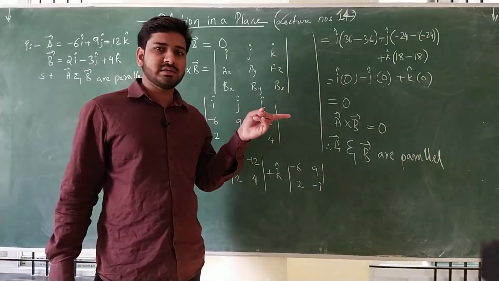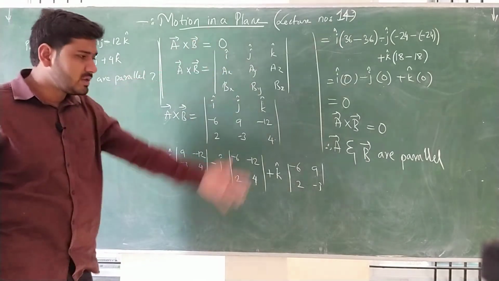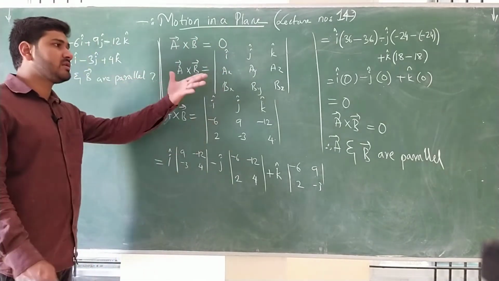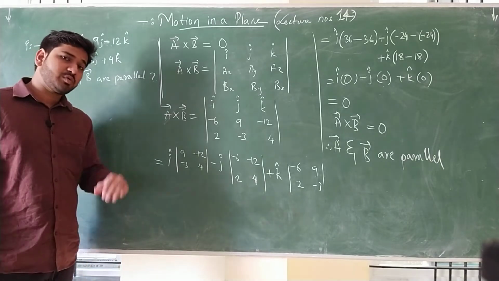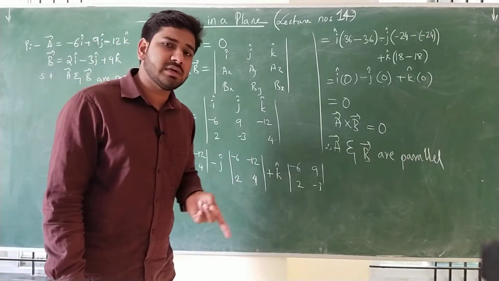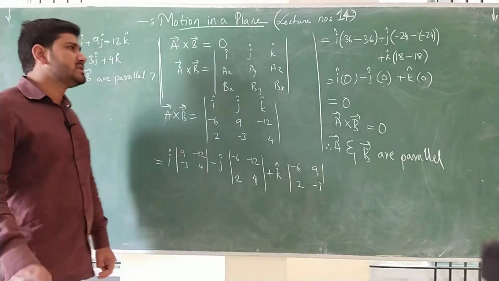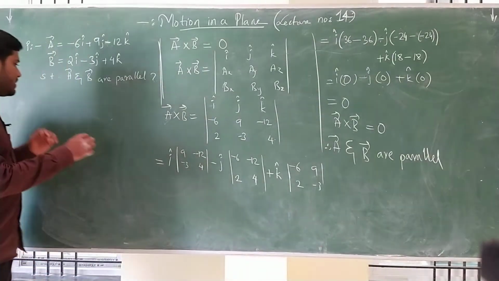When the two vectors are parallel, at that time you have to use this property: A cross B is equal to 0. They will give some question and you have to solve it. In case of dot product, for two perpendicular vectors the dot product will be 0. Just remember these points, very important points. Okay, if you don't know I will write it here.